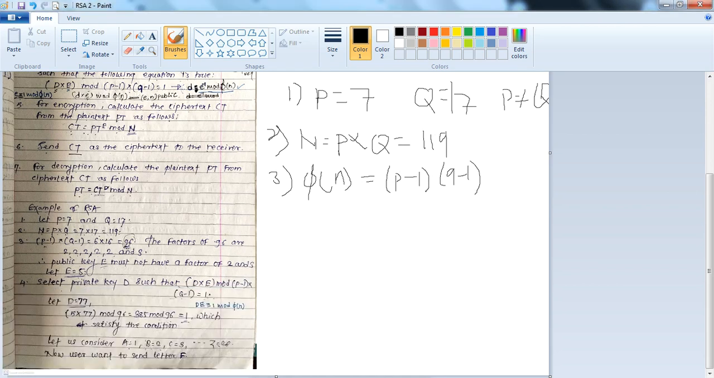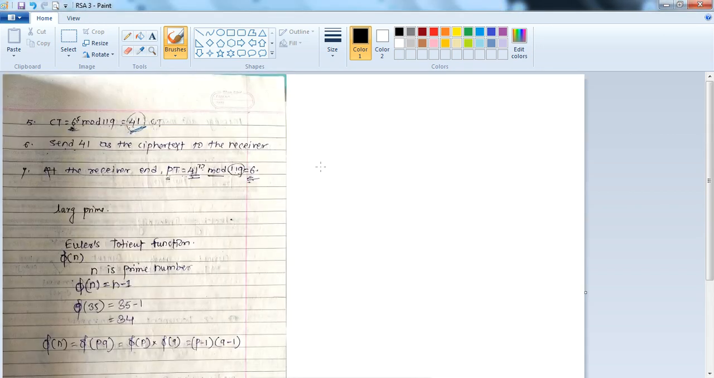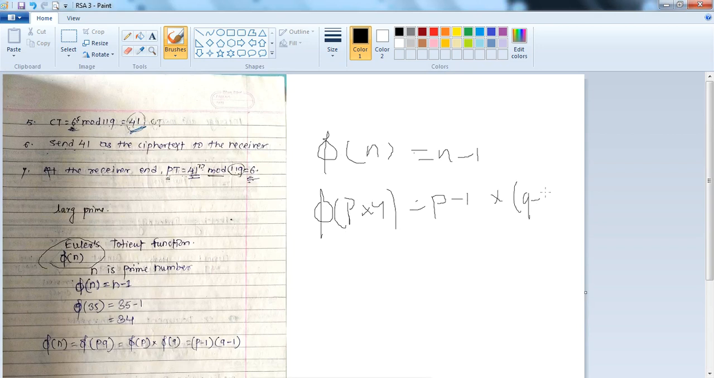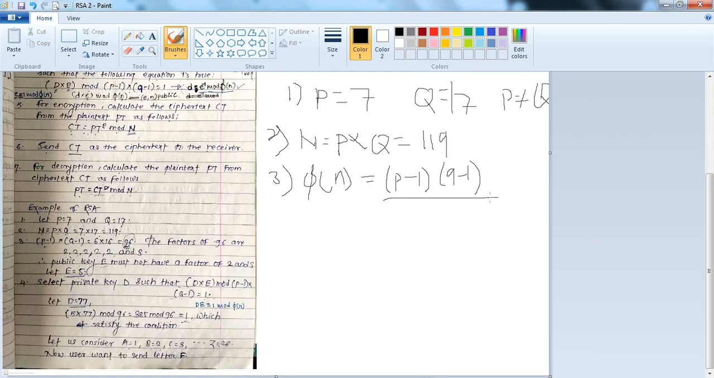I've already explained the totient function. The Euler totient function says phi of n is equal to n minus 1, for a prime n. Now phi of n where n is P into Q, what will be the output? It's P minus 1 into Q minus 1. That's why the direct answer for phi of n is P minus 1 and Q minus 1.